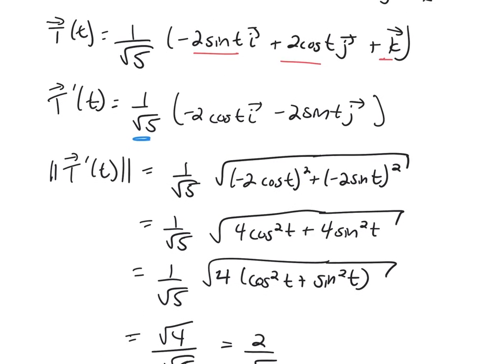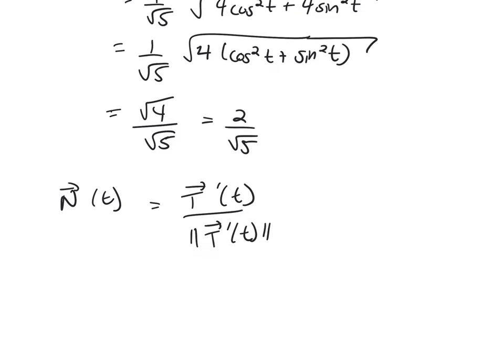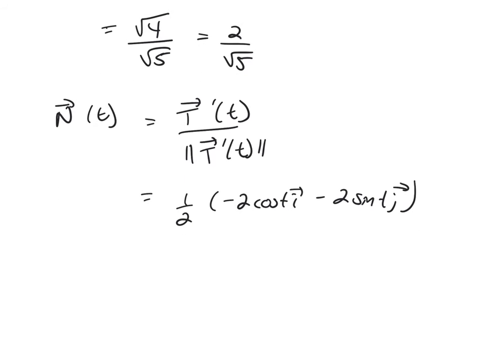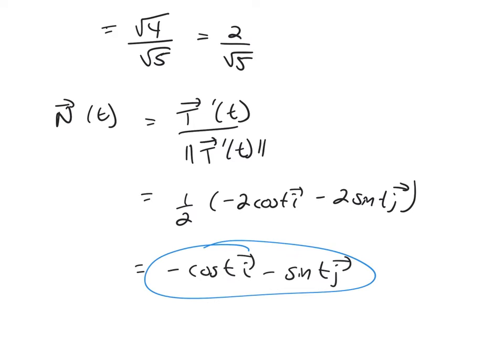If you do that, your square roots of 5 cancel. So you're going to get 1/2 times negative 2 cosine t i minus 2 sine t j, or in the end you'll get negative cosine t i minus sine t j. So there's our principal unit normal vector.